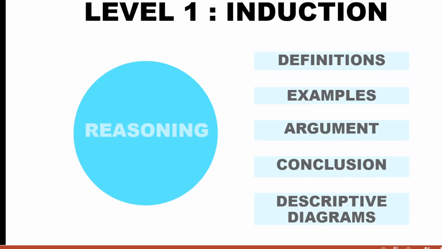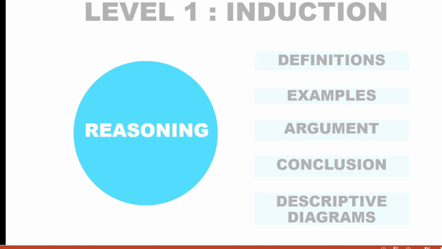Then we come to the reasoning part. Now we mention the key concepts and their definitions. What are the examples of those concepts? From the findings, we try to find what kind of argument the author makes, what kind of conclusion he comes to, and the descriptive diagrams, like diagrams about what kind of structure they observed. An example of a descriptive diagram might be the structure of the brain in your biology books. That is an example of a descriptive diagram.